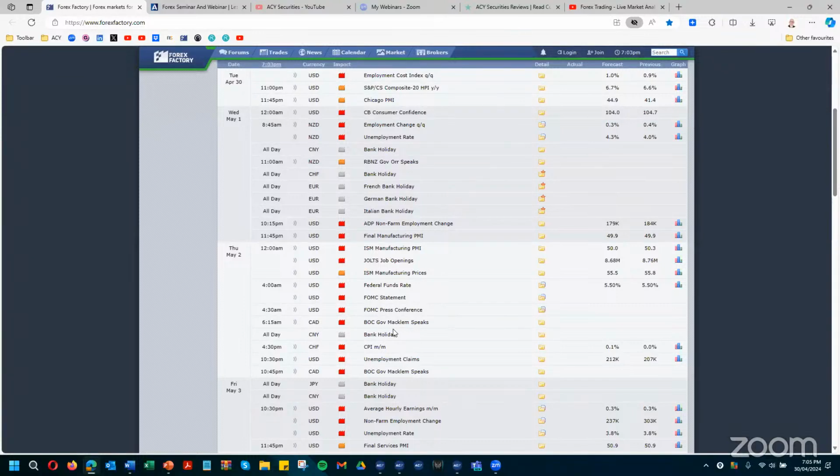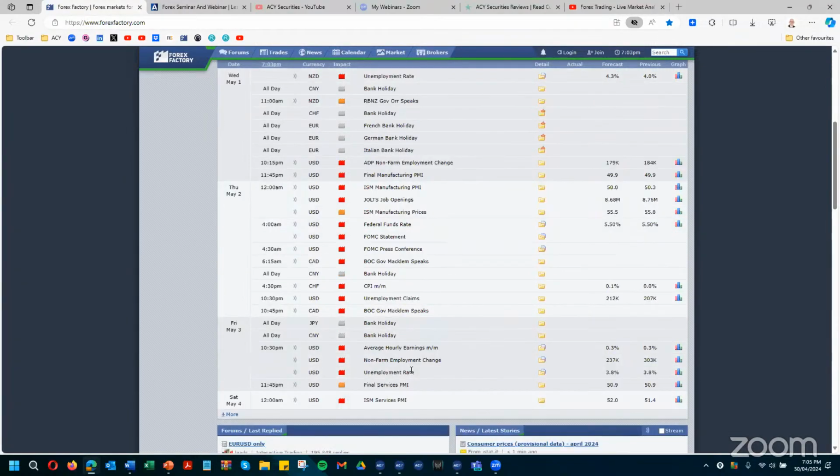And then we've got Bank of Canada Governor Macklem speaks at 6:15 a.m. from Canada. Into the afternoon, Swiss CPI month on month. Unemployment claims at 10:30 for the US. Again, Macklem speaks at 10:45. And whilst we're into the first Friday of the month, that means at 10:30 p.m. for the US, we'll have average hourly earnings, non-farm employment change, and the unemployment rate. So job figures as well. So we've got interest rates and job figures from the US this week. So it's going to be highly volatile Thursday, Friday.